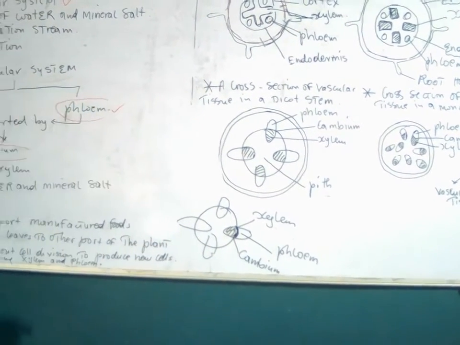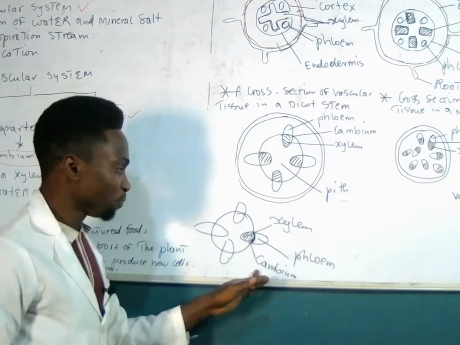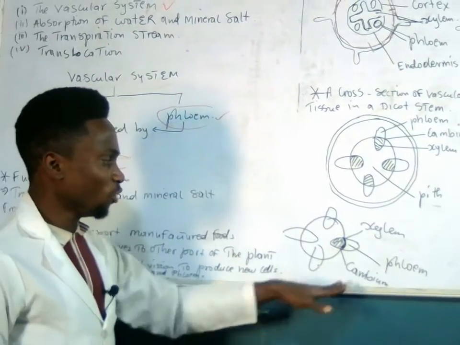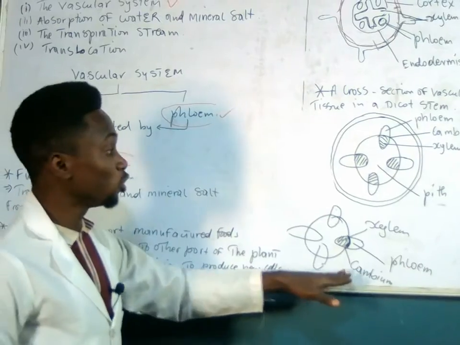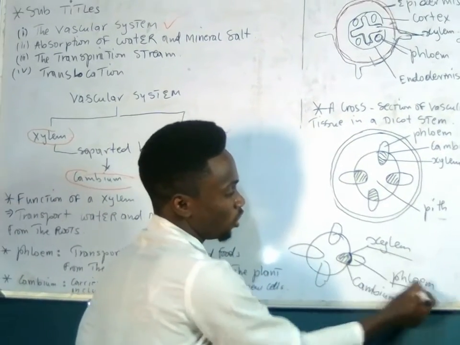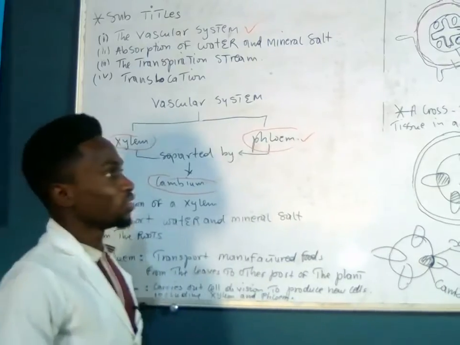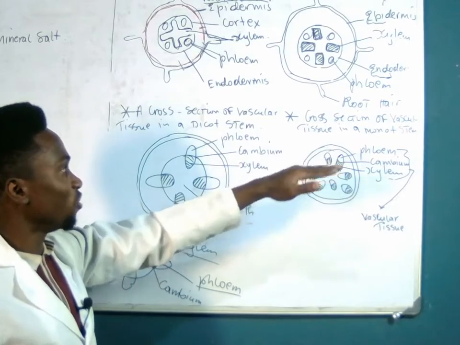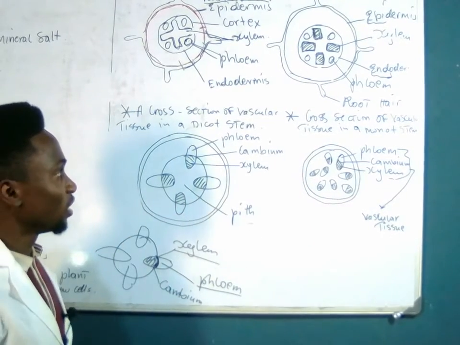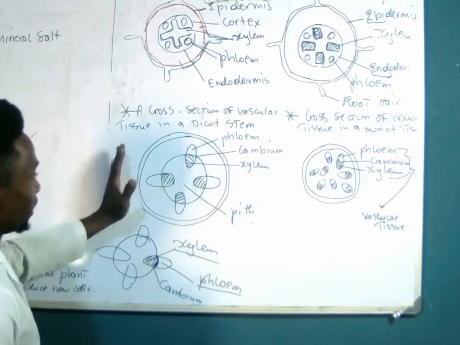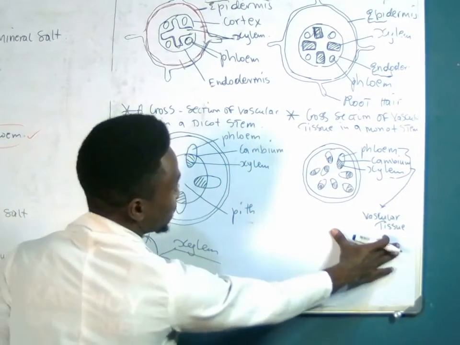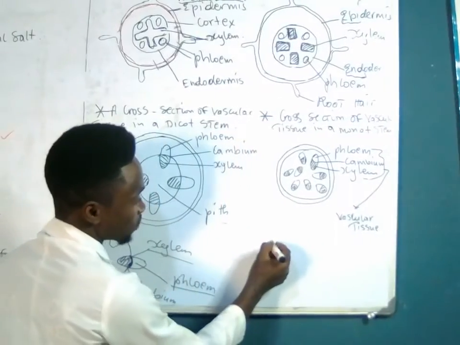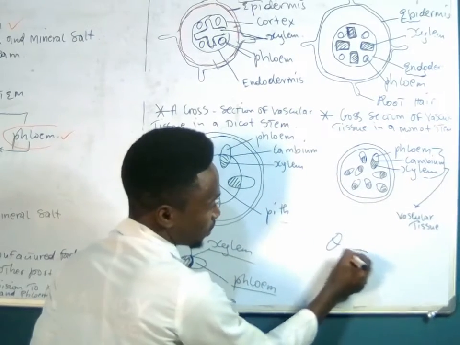And you should also remember that the function of cambium is that it separates both xylem and phloem, and it is also responsible for producing new xylem and new phloem. Then on this diagram we have the cross section of vascular tissue in a monocot stem. This is a dicot stem, and this one is a monocot stem. So you are going to have the vascular bundles in a scattered manner.